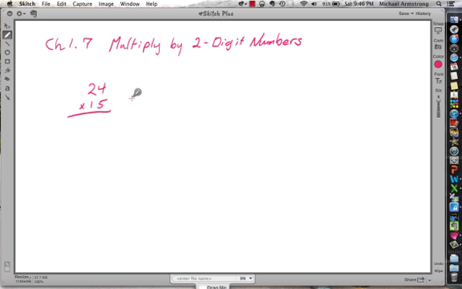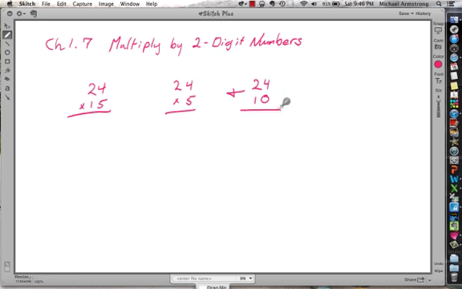And we need to remember that there's two things that are happening here. First, it's 24 times 5. That's what's happening first. There's 5 ones here, and it's 24 times 5. And we're also multiplying 24 times 10. It looks like 1, but it's really 10, because 15 is 5 and 10. We multiply by 24 times 10.